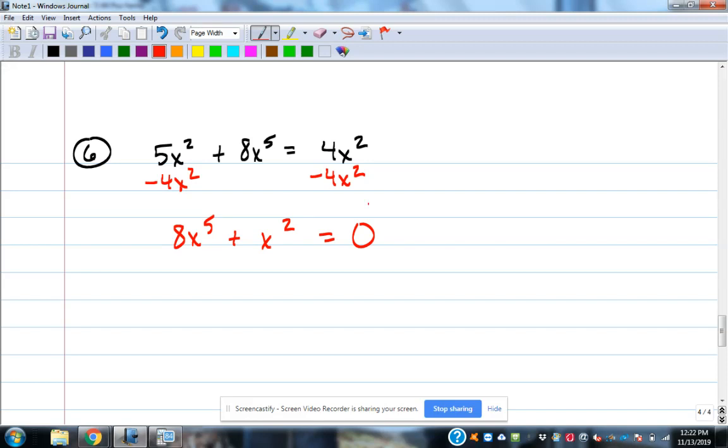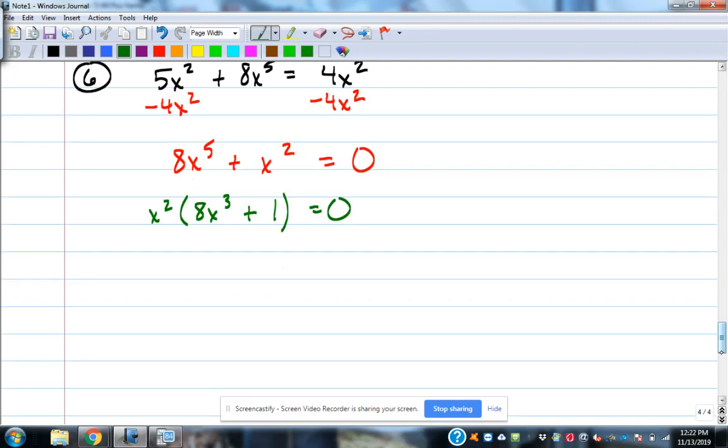And so now I do what? GCF, which is x squared, is 8x cubed plus 1. And will that factor? Because it is a what? Sum of cubes. What cubed is 8x cubed? 2x, and what's cubed is 1? 1. Okay, so we can rewrite that as a sum of cubes, so that means it factors.